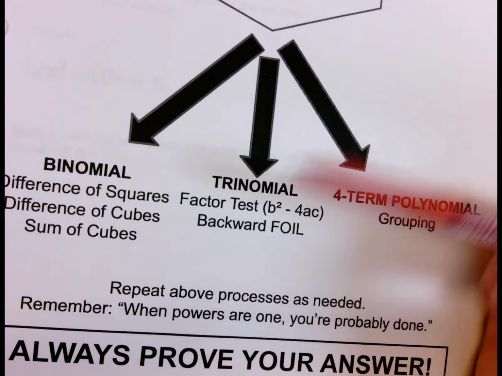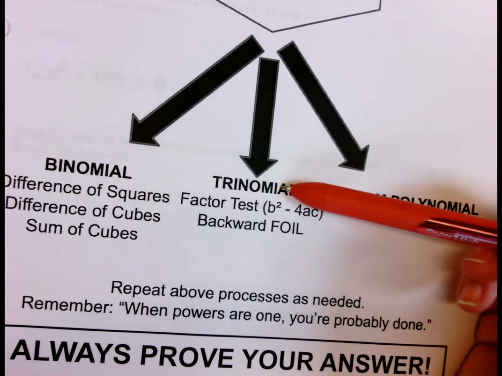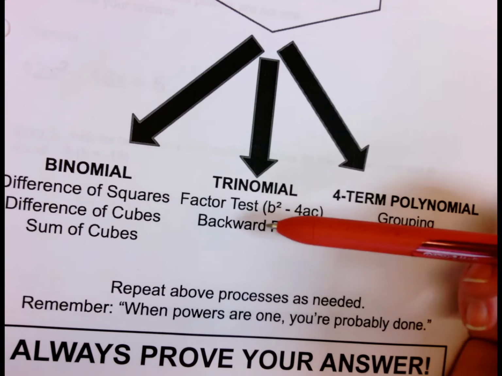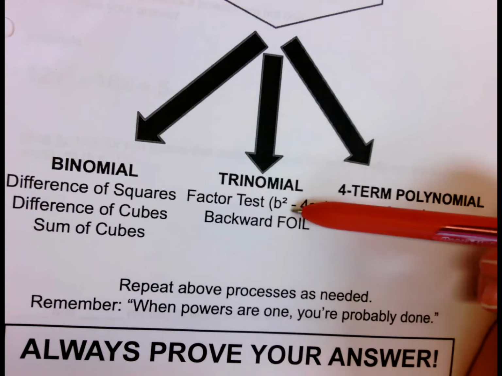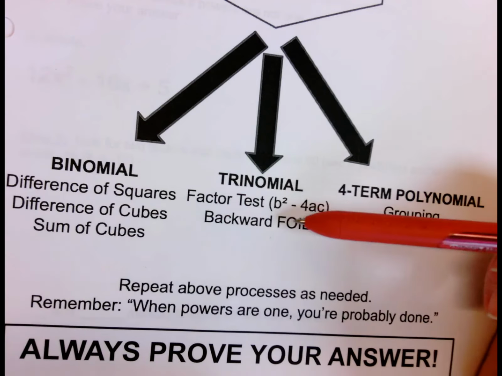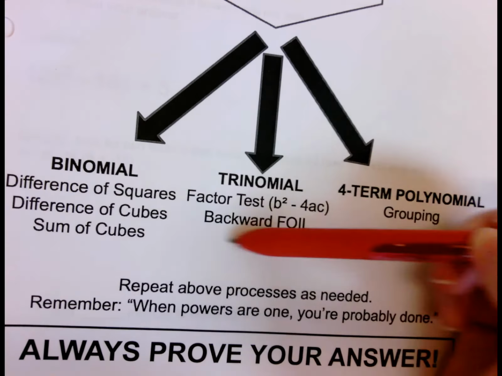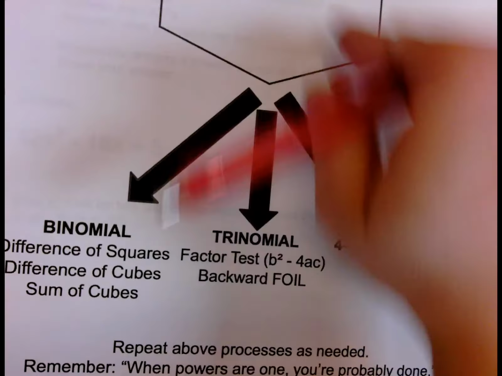Okay. Now, if it's a trinomial, this is where we're going to be at today. If it's a trinomial, just like in the last video that we did, you're going to check the factor test to see if it can be factored. If it cannot, it's prime, and we move on. We're done. If it can be factored, then remember we're going to factor it using the backwards FOIL method. Okay, and that's what we're going to be learning today. Okay, so that is where we're going to start.